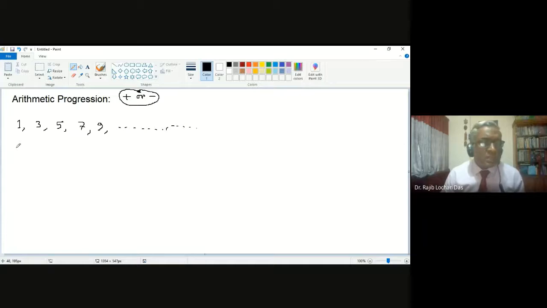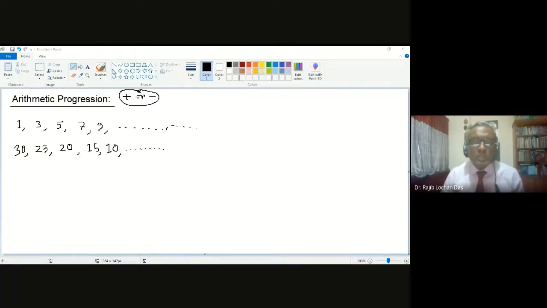And let me give you another example with minus. Say the starting number is 30 and then 25, and the next number will be 20, the next number will be 15, the next number will be 10, and so on. So in this case also this is arithmetic progression. Why arithmetic? Because the same number is being subtracted every time. Subtracted means minus.